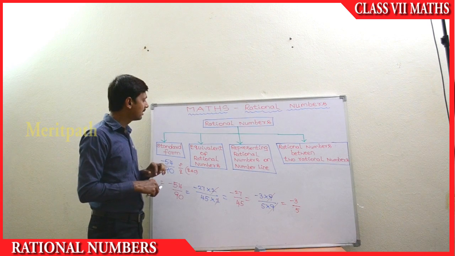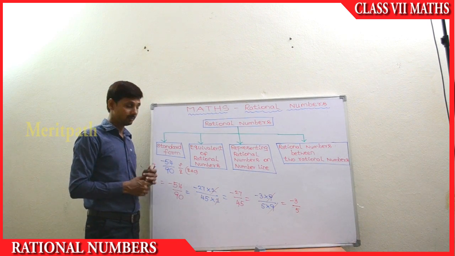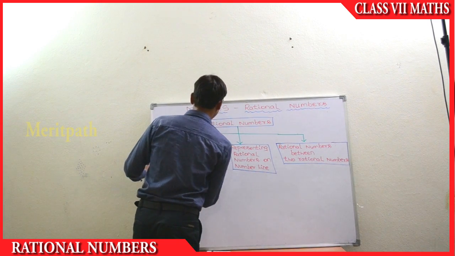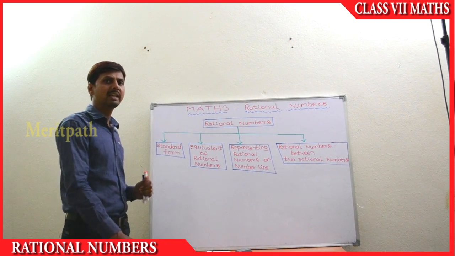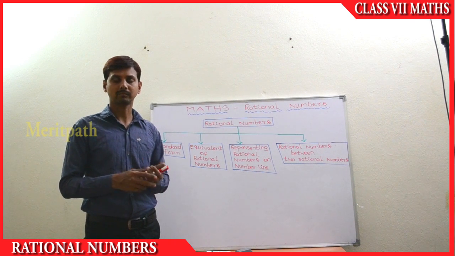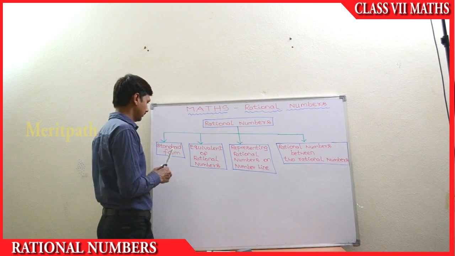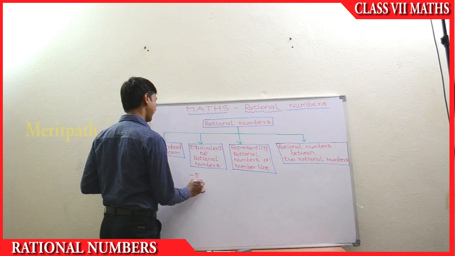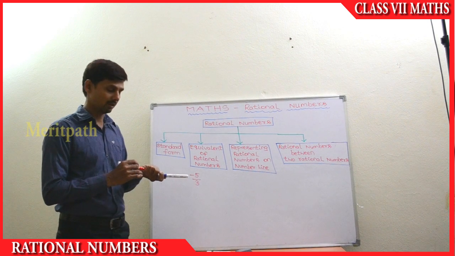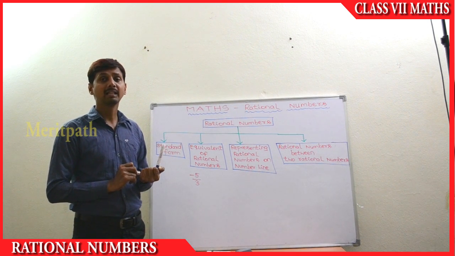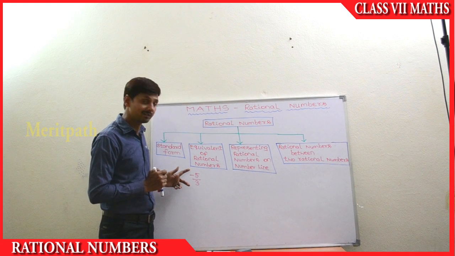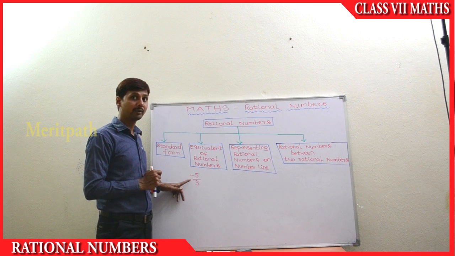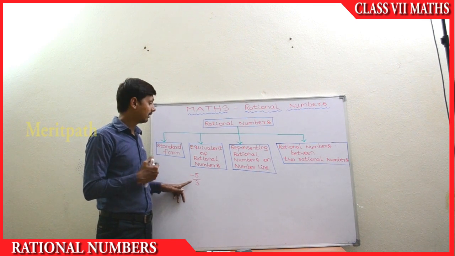Let's go to the next concept, equivalent rational numbers. If we take any one fraction, for example, minus 5 divided by 3, it's a rational number because it's in the form of P by Q, and Q is not equal to 0. The numerator part is minus 5, the denominator part is 3. So the denominator is not equal to 0, so we call it a rational number.